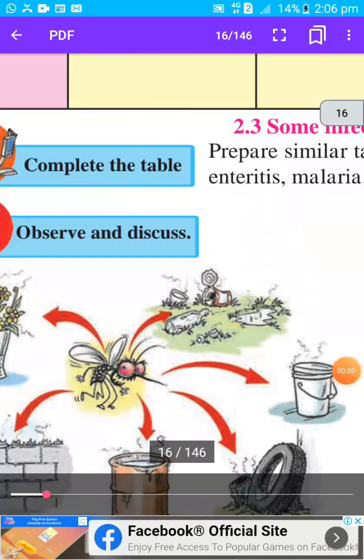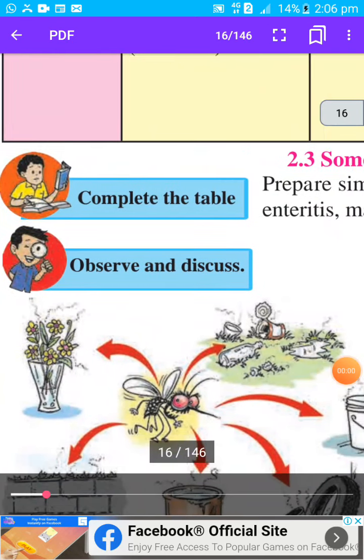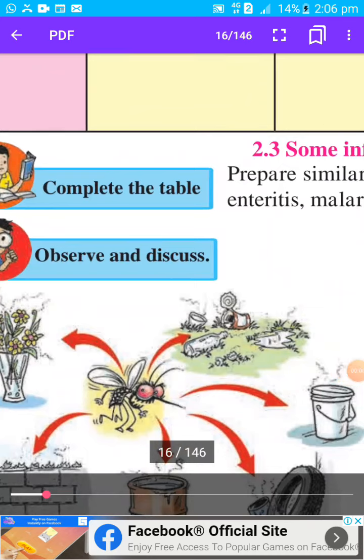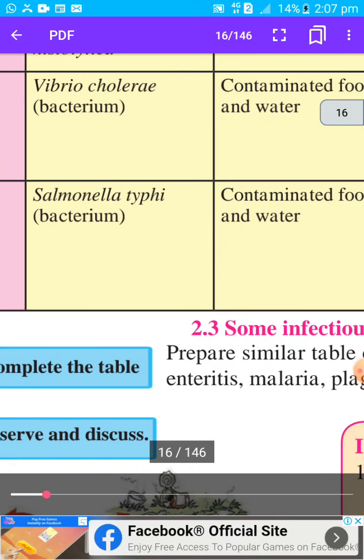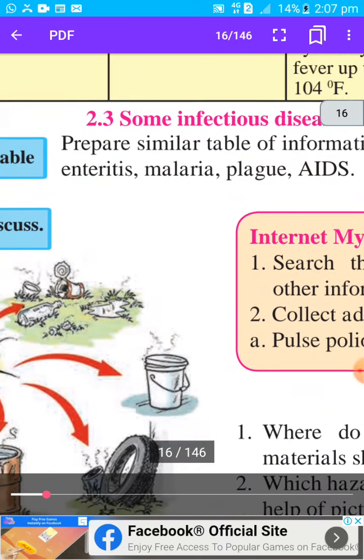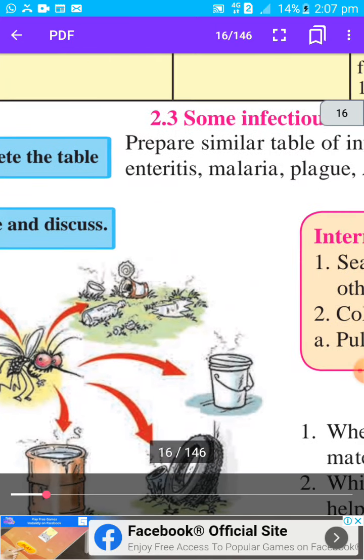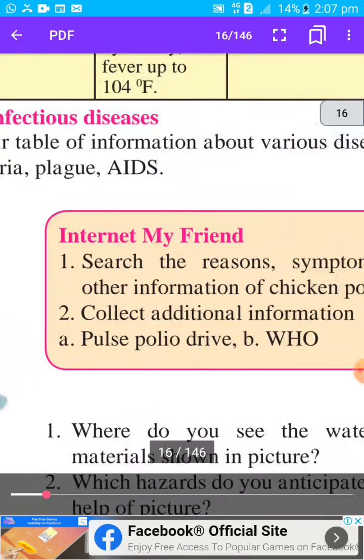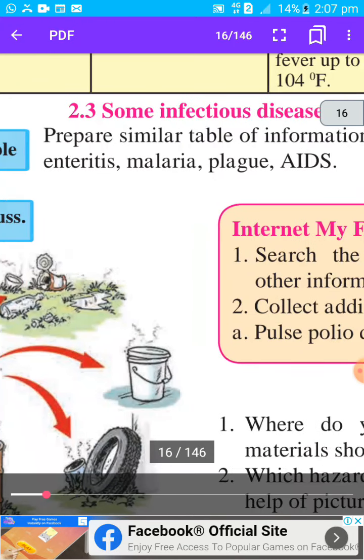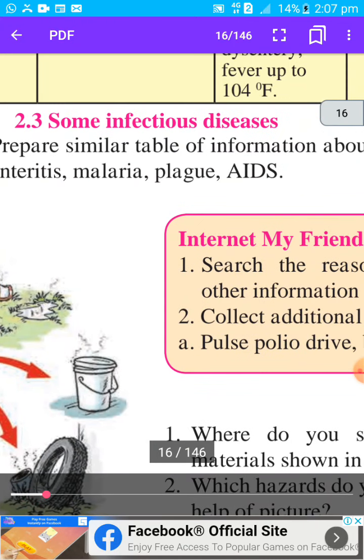Hello, in our second lesson, we have started the second lesson, and in the last session we studied some infectious diseases like TB, typhoid, cholera. Okay, so there is an activity. Complete the table. Prepare a similar table of information about various diseases like enteritis, malaria, plague, and AIDS.